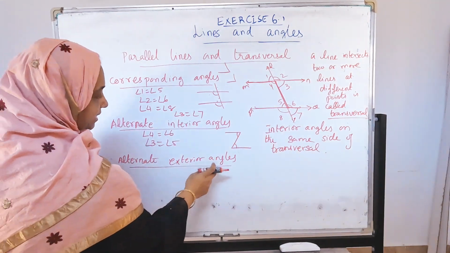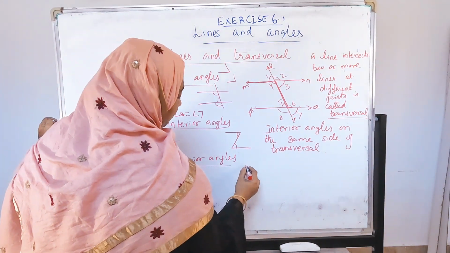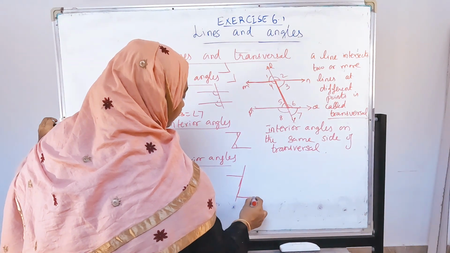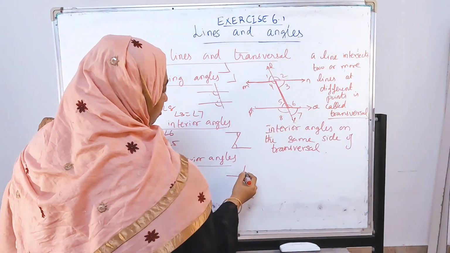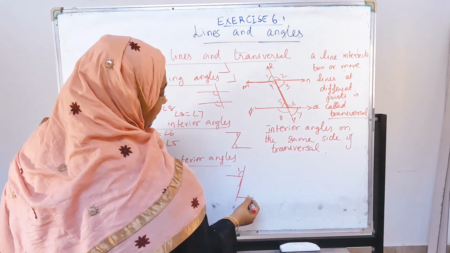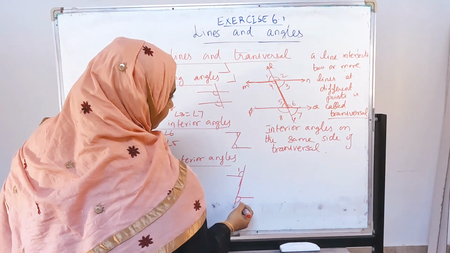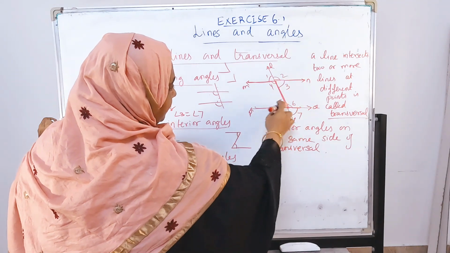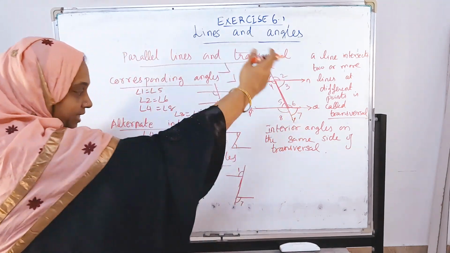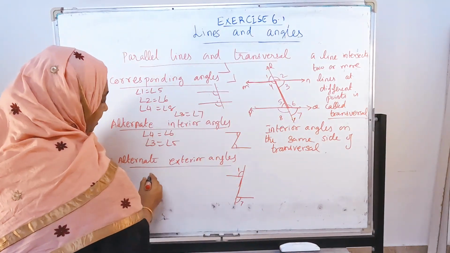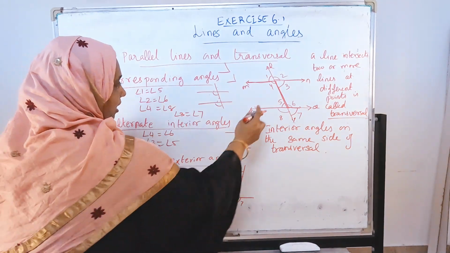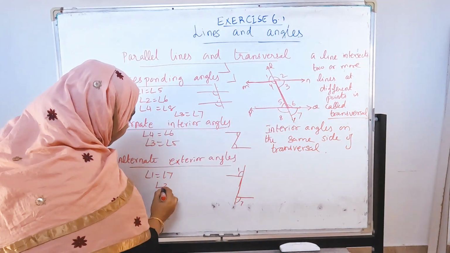And alternate exterior angles. Exterior angles means the Z is outside. This 1 and this 7 are equal, as well as in this Z, 2 and 8 are equal. Outside of that one, Z outside. So angle 1 and 7 are equal, then angle 2 and 8 are equal.